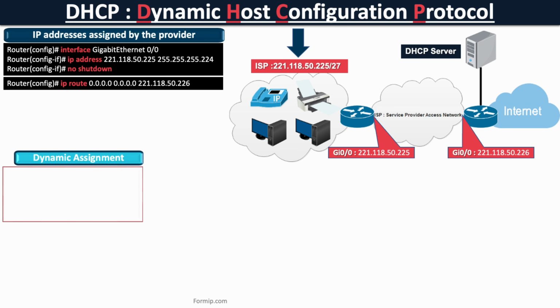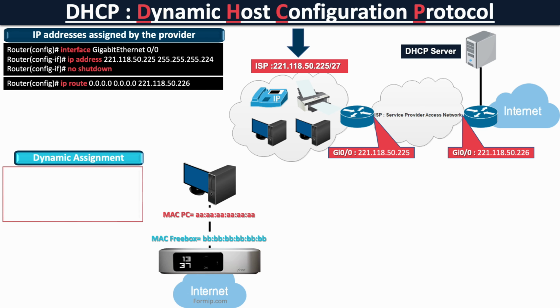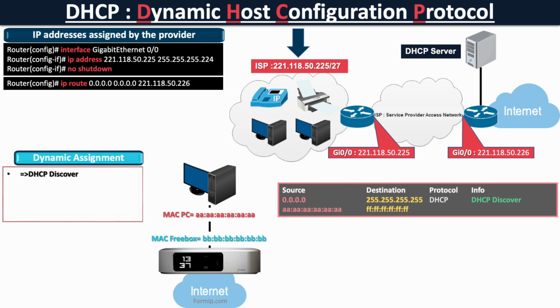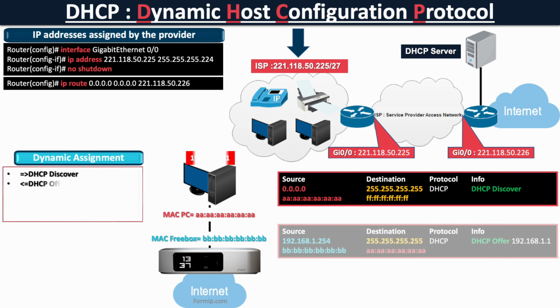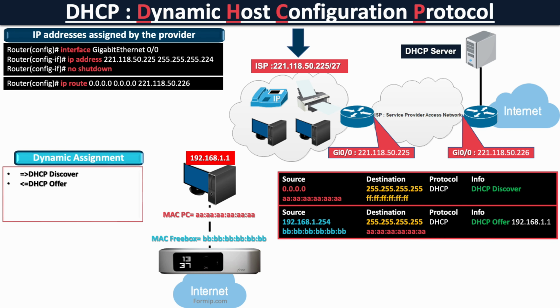We have the dynamic assignment of IP addresses. This is the most common type of IP assignment. Let's take as an example the network of our home, with one PC connected to a Freebox router that does DHCP itself. As soon as the PC boots, the DHCP client service triggers a broadcast of the type DHCP Discover, which includes the MAC address of the client. If a DHCP server is listening on the same subnet, it will respond with a message such as DHCP offer.